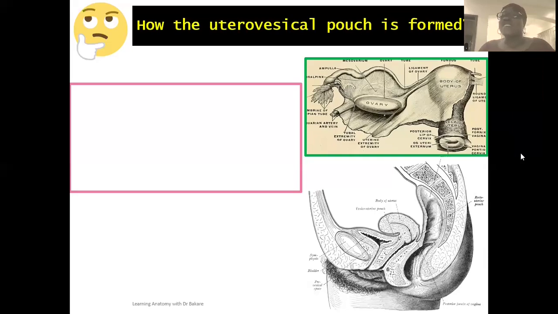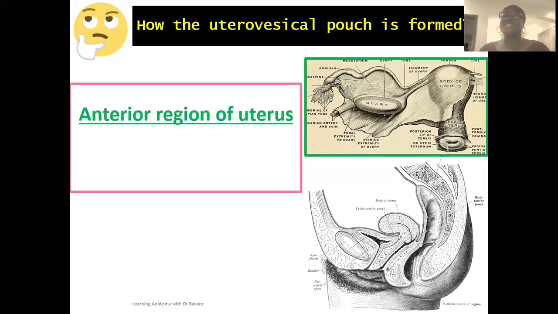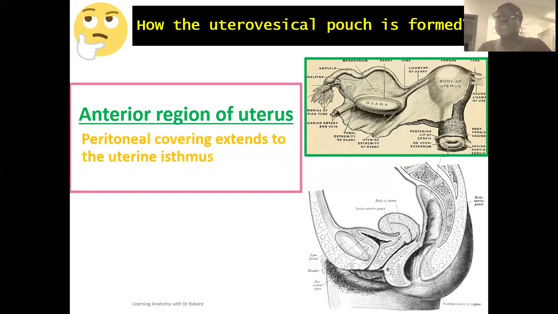Now let's look at how the uterovesical pouch is formed. This pouch is formed in the anterior region of the uterus. We tried to highlight this in our previous slide. So it is seen in the anterior region of the uterus, and it is formed as a result of the peritoneal covering in the anterior border of the uterus not extending down to the cervix.